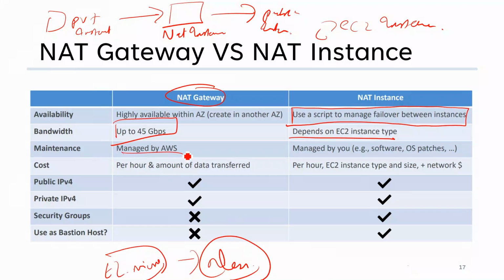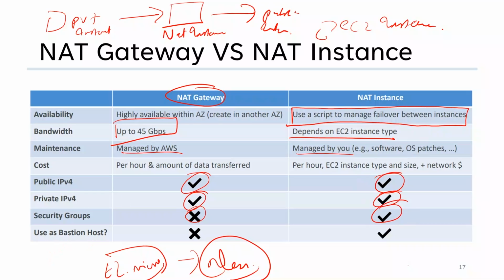Maintenance: it is managed by AWS, but it will be managed by you in case of NAT instance. Supports public IPv4, obviously EC2 supports public IPv4, so it makes sense. Private IPv4 it supports. This also supports private IPv4, because whatever is the feature of EC2 instances, that is the feature of NAT instance. Security groups is not supported by NAT gateway, and it also makes a lot of sense, because you don't have to worry about security groups in NAT gateway, but as NAT instance is an EC2 instance, you have to worry about security groups.